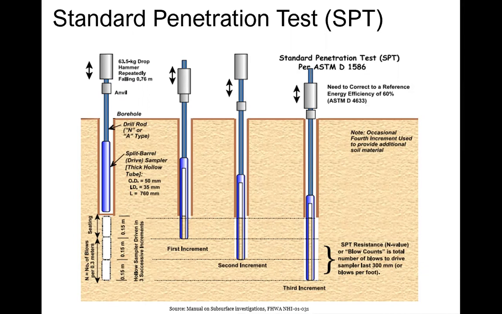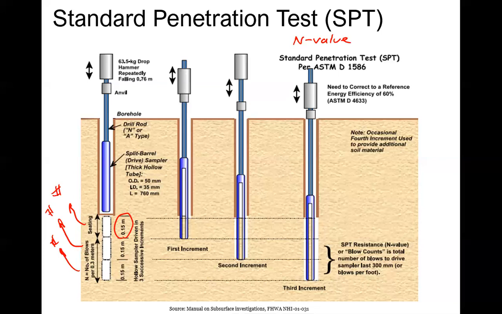And what we do is we count the number of blows it takes to penetrate 6 inches of that. So this little picture here shows that it's 0.15 meters, but we count the number that it takes to advance it 6 inches here, and then another 6 inches here, and then another 6 inches here. So what we end up doing though, is the actual end value that we would write down on a report and share with our client is the addition of the last 2 advances. So we advance it 3 times and we count it 3 times, but we only count the last 2 advances.